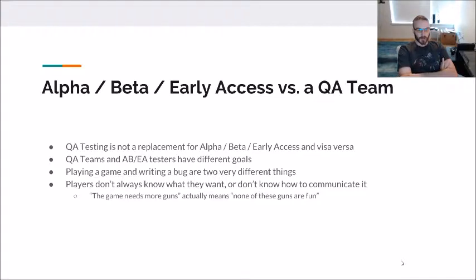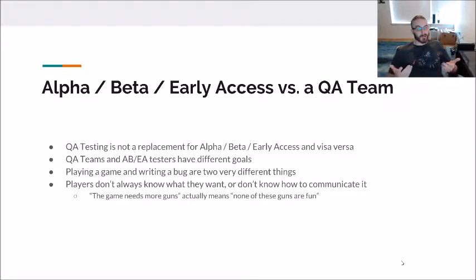So playing the game and writing a bug report as a QA team versus a player are two very, very different things. And a lot of times players don't always know what they want, or they know what they want, they just don't know how to articulate it. So if you're playing Call of Duty, or GoldenEye 007, or any FPS really, a piece of feedback you might get from a player is there aren't enough guns. That's what the player is saying, but what the player really means is none of these guns that I have are fun to play with.